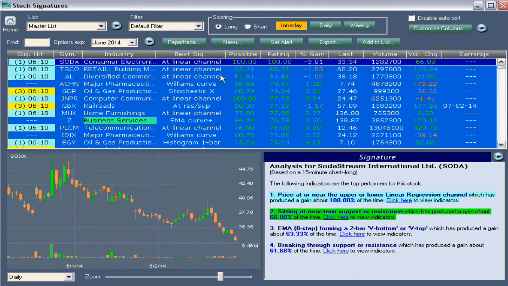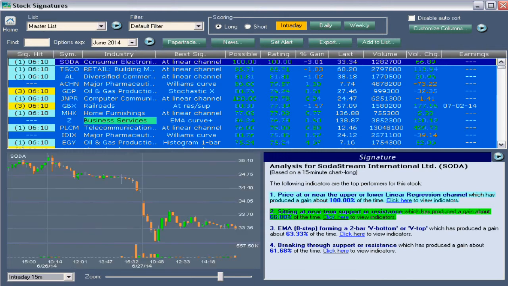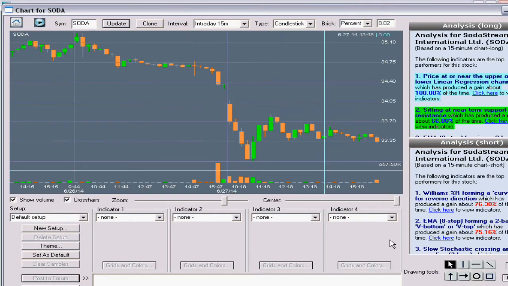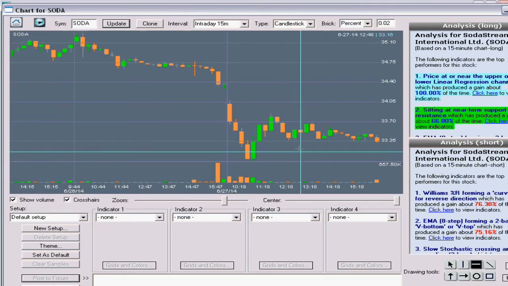What signature is saying here is that when it's near its lower band of support and resistance, it tends to rally, which it is right now on a 15-minute chart. Let's see if that's true. 15-minute chart. Yeah, look at that. See, signature has caught that for us if we want to do a fast trade.